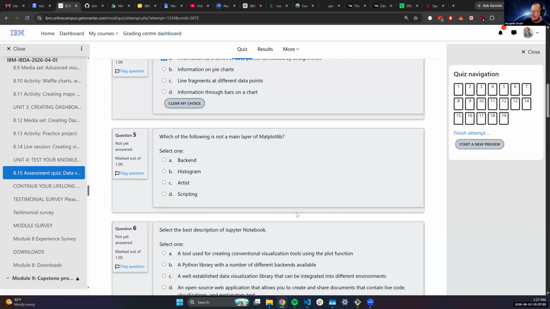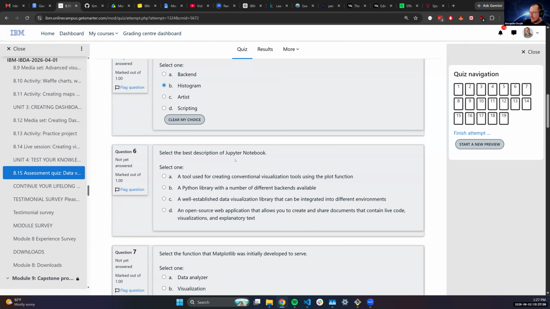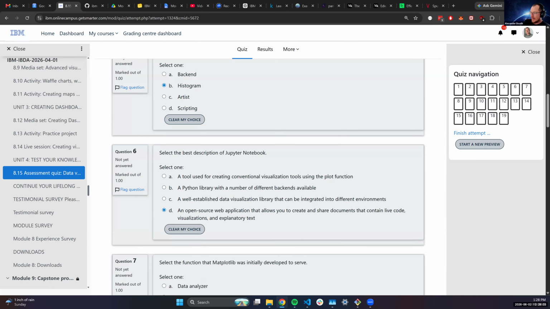Which of the following is not a main layer of Matplotlib? Histogram is not a layer. Histogram is a visualization type. What's the best description of a Jupyter notebook? An open source web application that allows you to write code. The rest of these aren't. It's not just data viz, and it's not just a Python library.